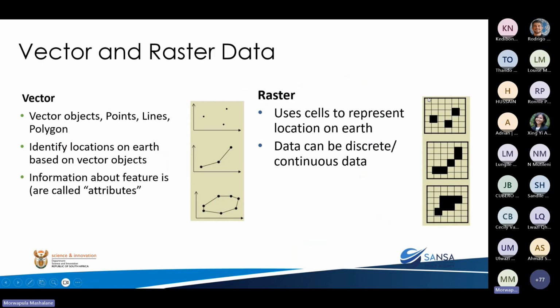So that is an example of vector and raster data. In terms of vector, you will have your points, and the points can be a representation of various features. Let's say I want to look at the distribution of schools in a map, so you will try and represent such features in point form. And then let's say I want to look at a river, you'll try to represent it in the form of a line.